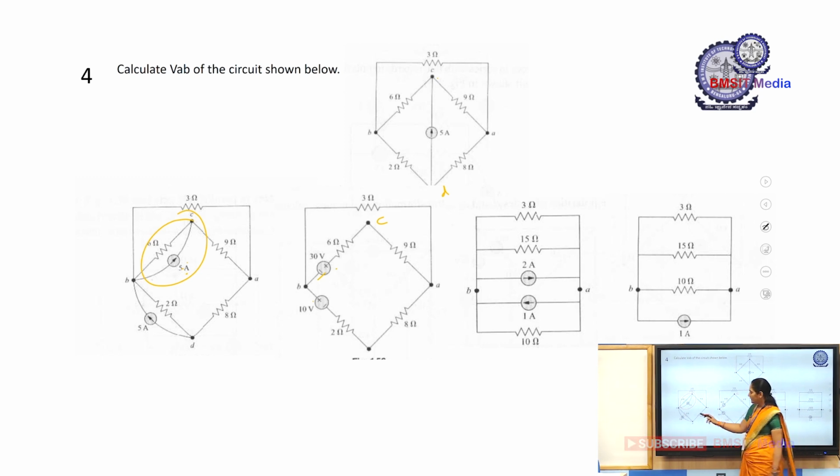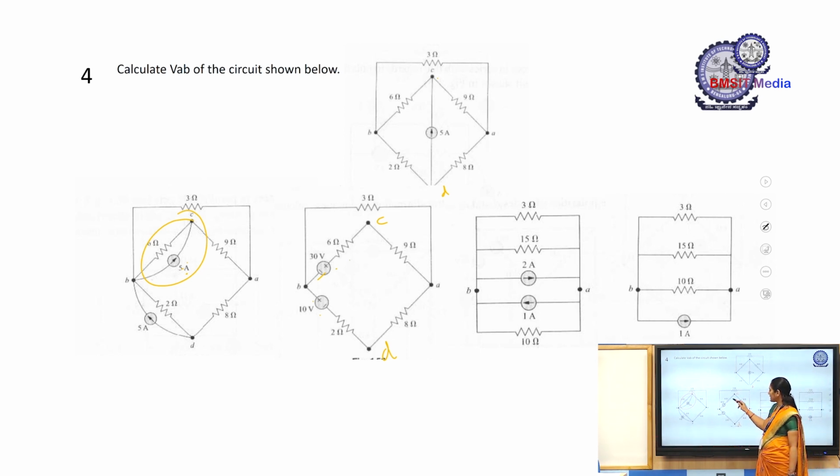In the similar way, this practical current source is also transformed into a practical voltage source. 5 into 2, so 10 volts. The arrow mark is towards B, so the positive polarity of the voltage source will be towards B, and the negative polarity of the voltage source is towards D. Then after transforming, again we will rearrange the network.